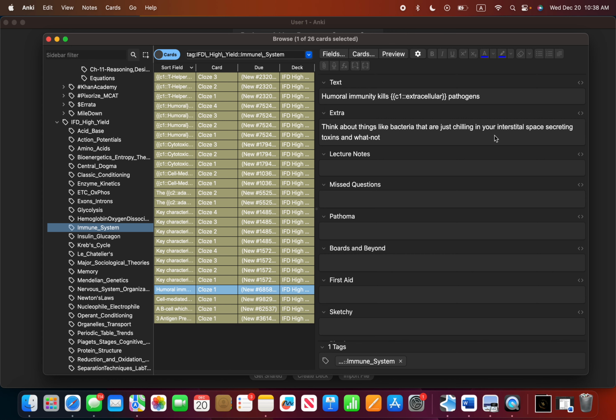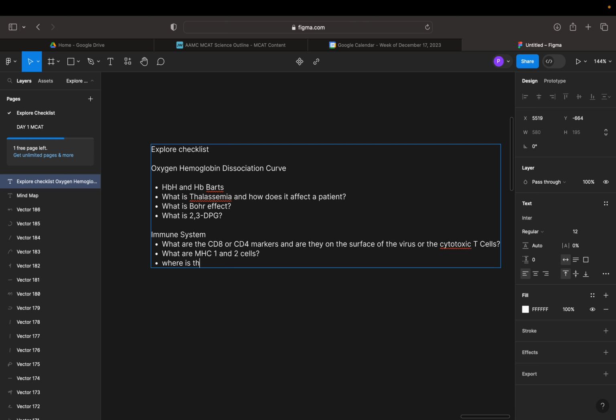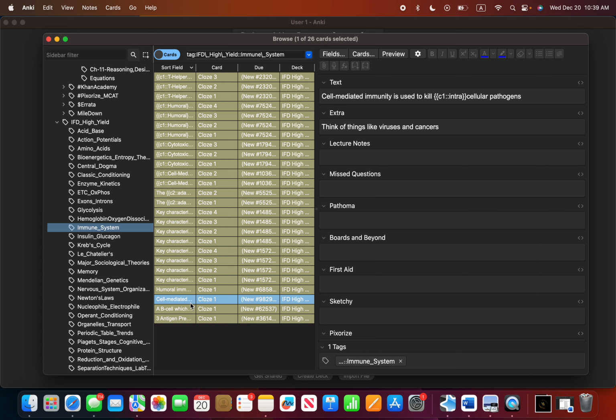And bacteria are just chilling in your interstitial space. Where is the interstitial space? And we need some pictures. It would be cool if I could make 3D branches, and that would help to understand all these concepts and connect them. That's for later.